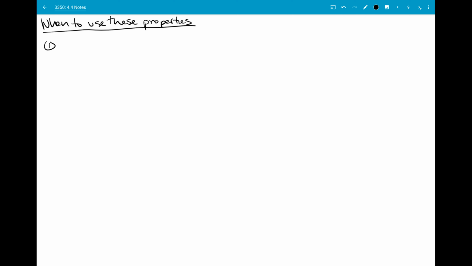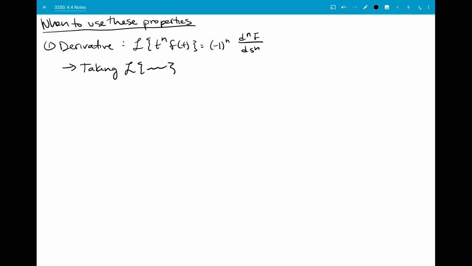So first of all, for the derivative property, that's the one that says L of t to the n f of t is equal to minus 1 to the n times d^n F over ds^n. In the forward direction, that's going to be kind of obvious. If you have some t to the n times f of t, then you know that you need this property.